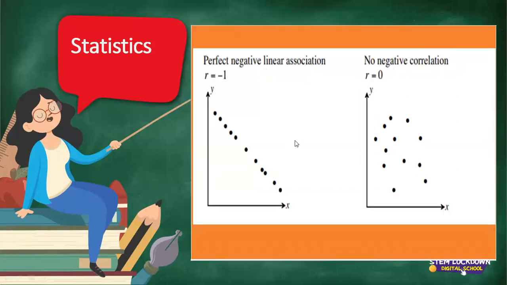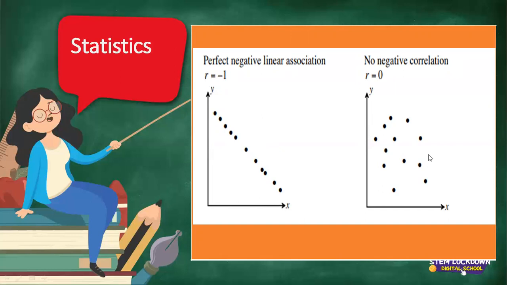Right. So this is a perfectly negative association, where it's most definite that as y increases, x will decrease. This is an inversely proportional situation. So this one is a perfect negative association, a perfect negative relationship, where our correlation coefficient is equal to -1.